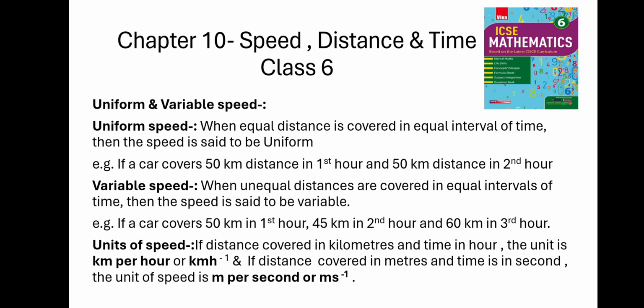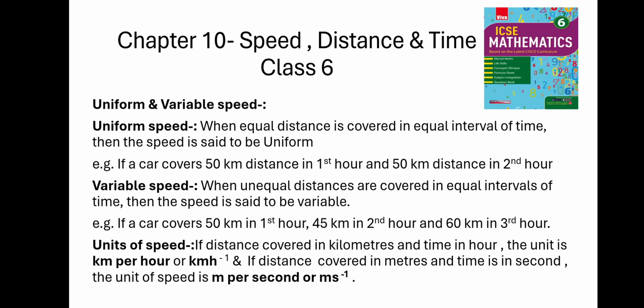So that is why it is called uniform in the first case. Now the variable speed. The distance keeps on changing. First hour some distance is covered, second hour a different distance, but the body is moving in the same direction. When unequal distances are covered in equal intervals of time, then the speed is said to be variable.